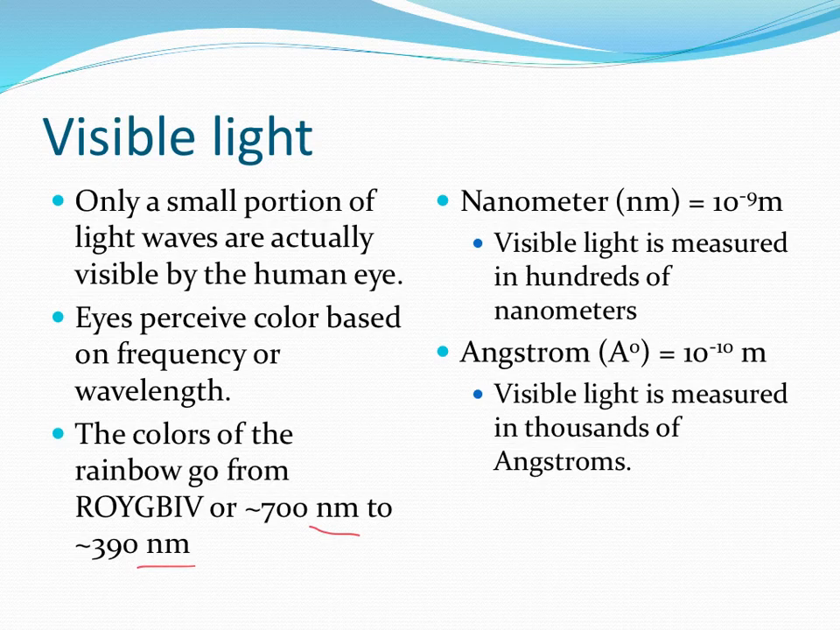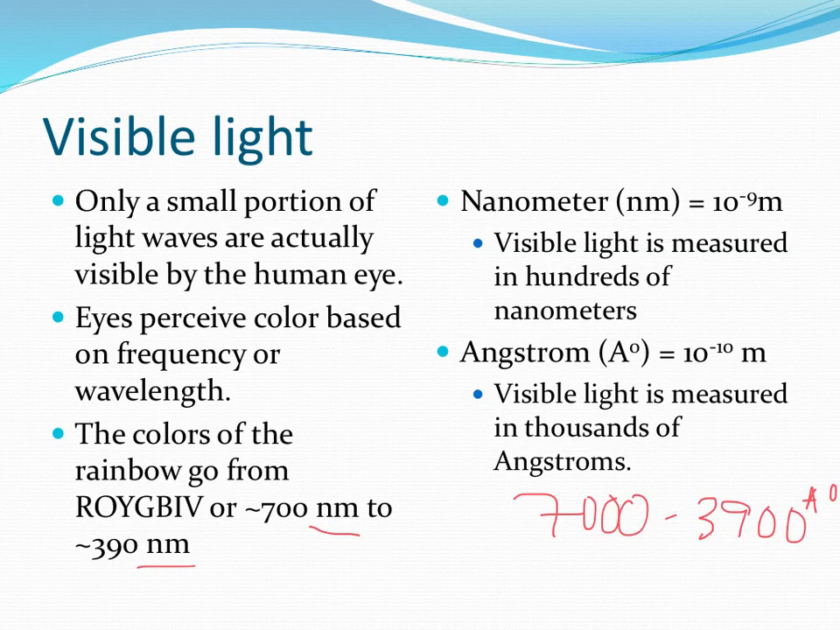Another thing you may see is an angstrom. That is another commonly used unit when dealing with visible light. An angstrom is 10 to the negative 10th meters. So if you see colors in angstroms, they're going to go from 7,000 to 3,900 angstrom. Okay?